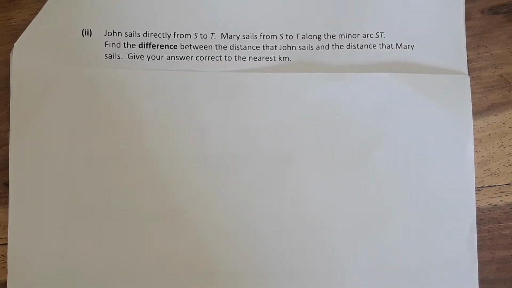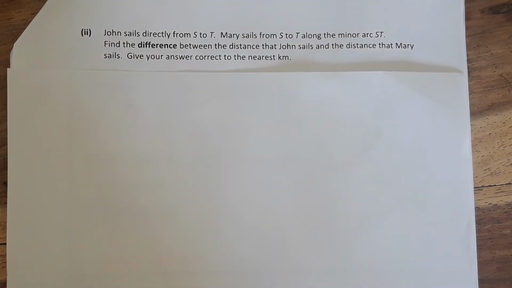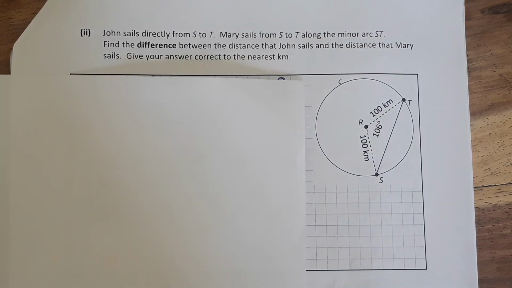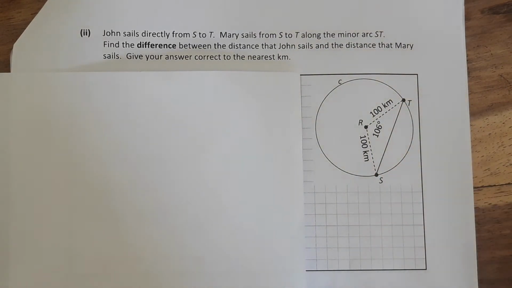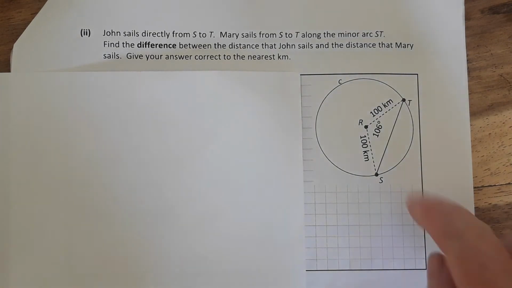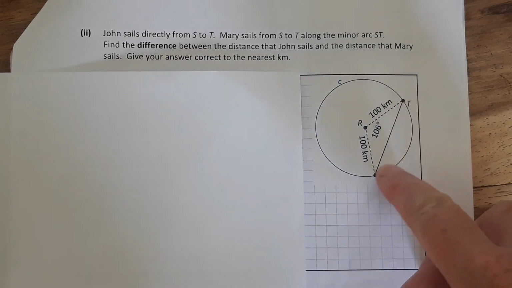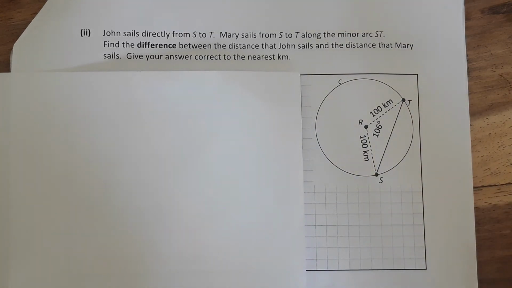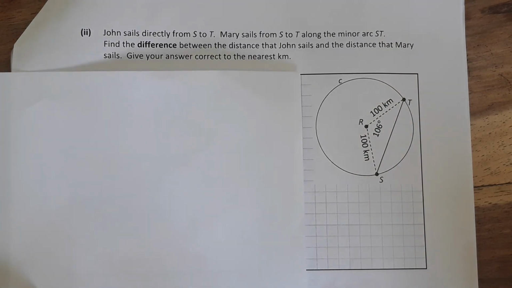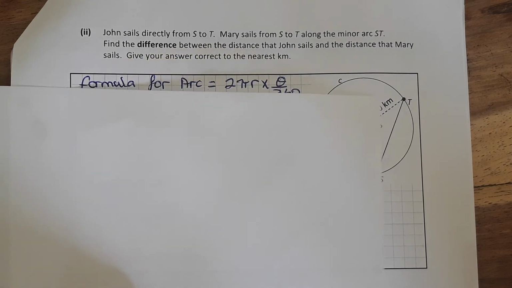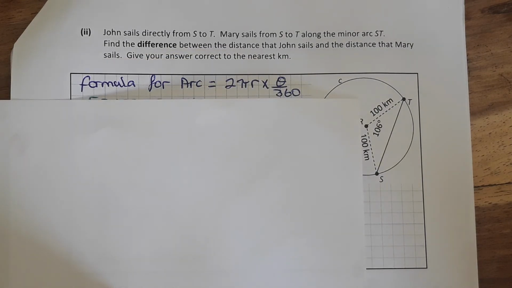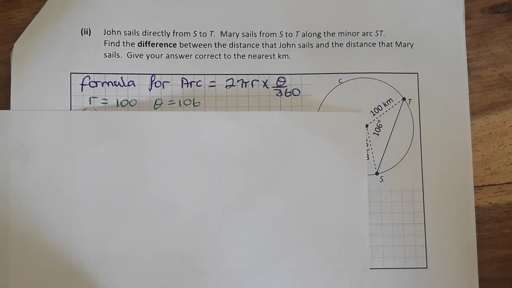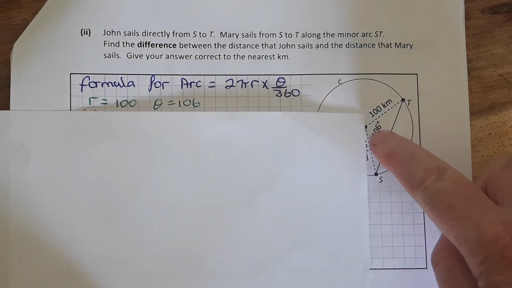So now we have John sails directly from S to T. Mary sails from S to T along the arc there. That's called the minor arc from S to T. Find the difference between the distance that John sails and the distance that Mary sails. So you're going to find your two distances and then just subtract them. Let's first of all find the arc. The formula for the length of an arc is 2 pi r multiplied by theta over 360. R is 100 because we know that from here.